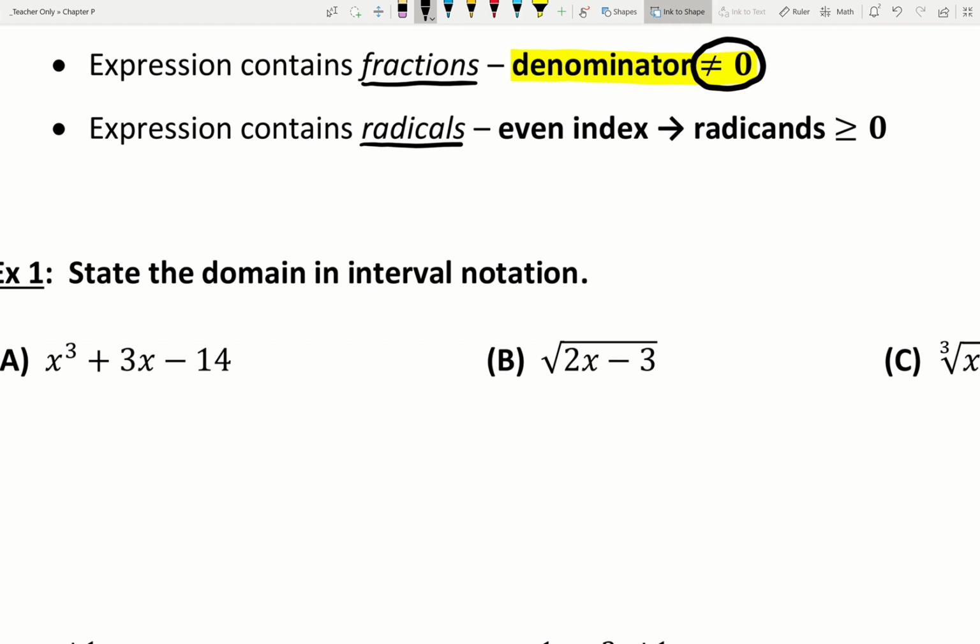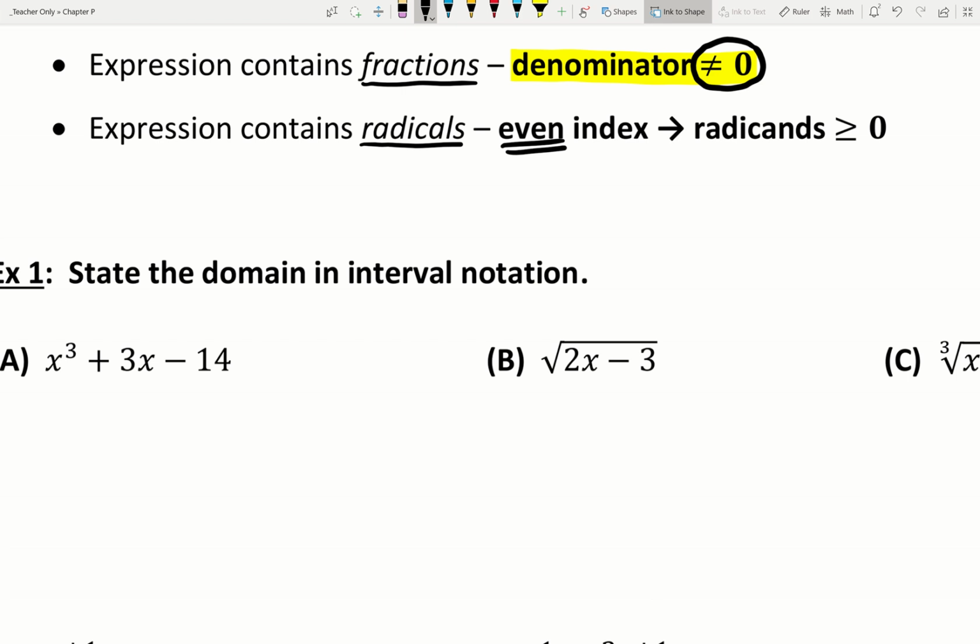Okay? The other thing is when you have radicals. For the most part, radicals are fine, except for when you have an even radical. What do I mean by that? I mean when the index is an even number. Like a square root, the index is 2, an even number. A 4th root, the index is 4, that's an even number. Same thing for a 6th root, an 8th root, a 10th root.